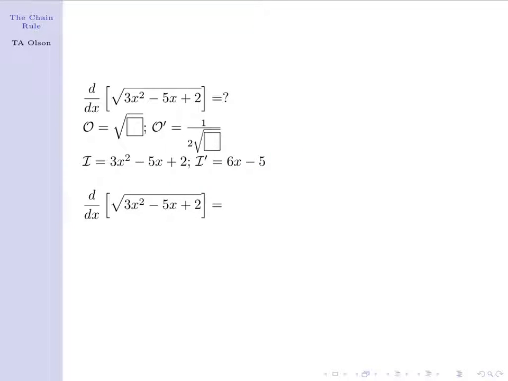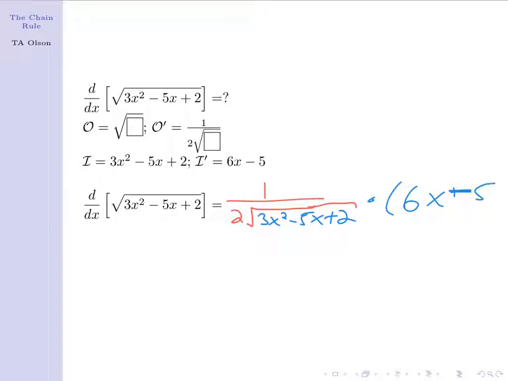And now putting the pieces together, the derivative of the outside with the inside intact times the derivative of the inside. All right, so the derivative of the outside is going to be 1 over 2 times the square root of our inside intact, 3x squared minus 5x plus 2, times the derivative of the inside, which is simply 6x minus 5.